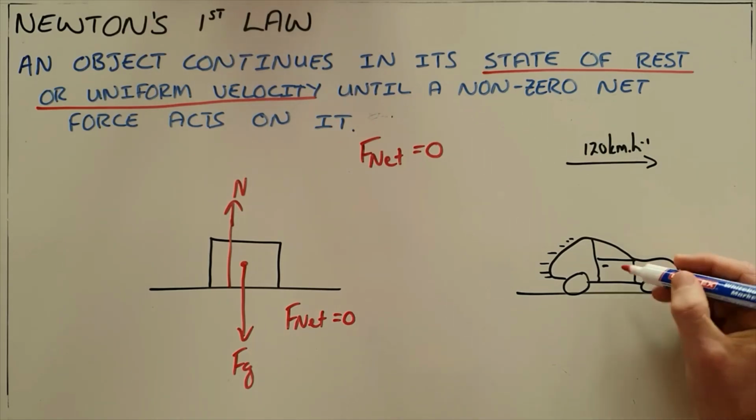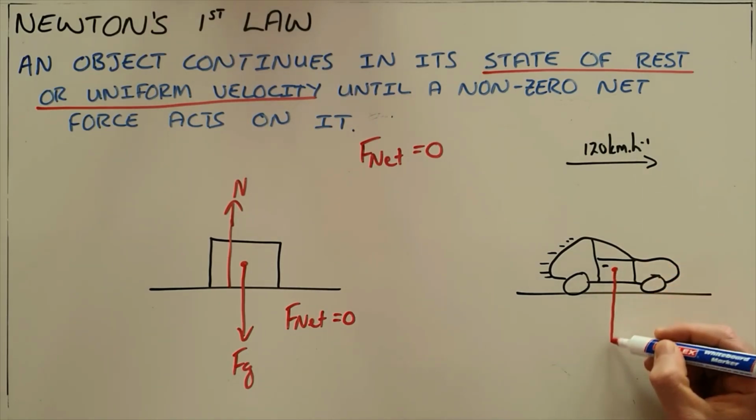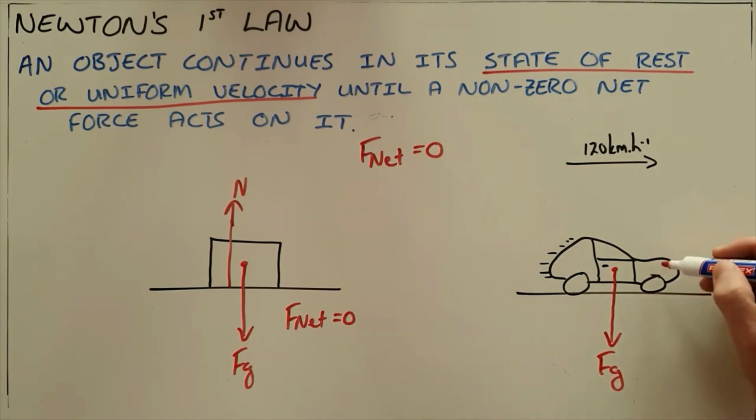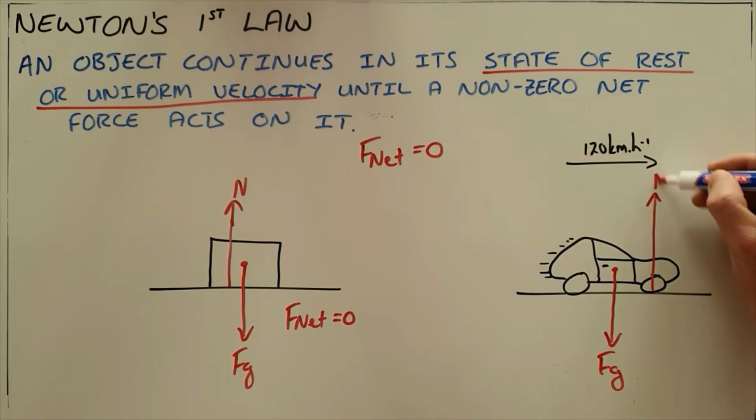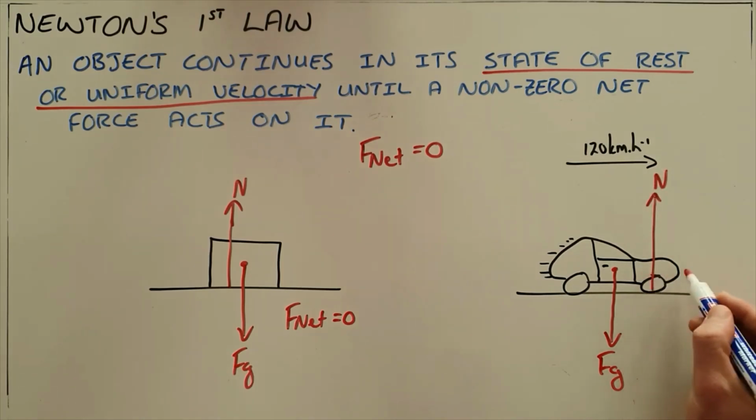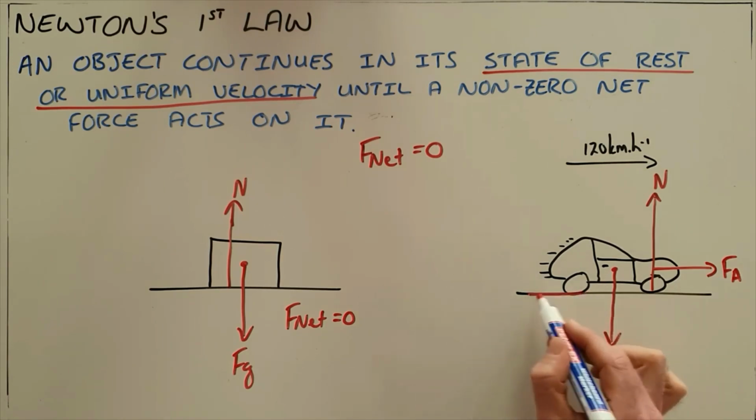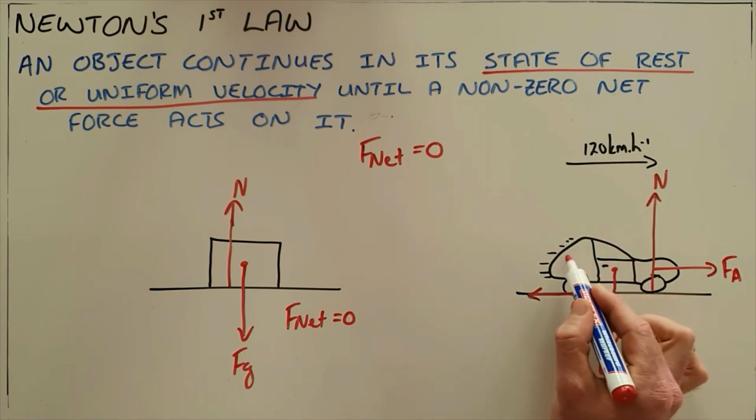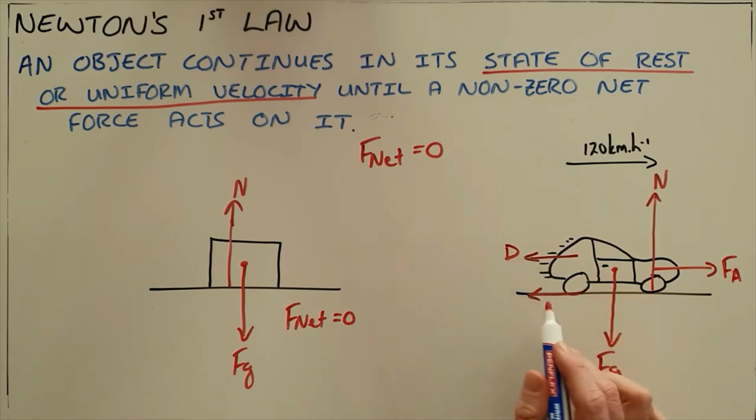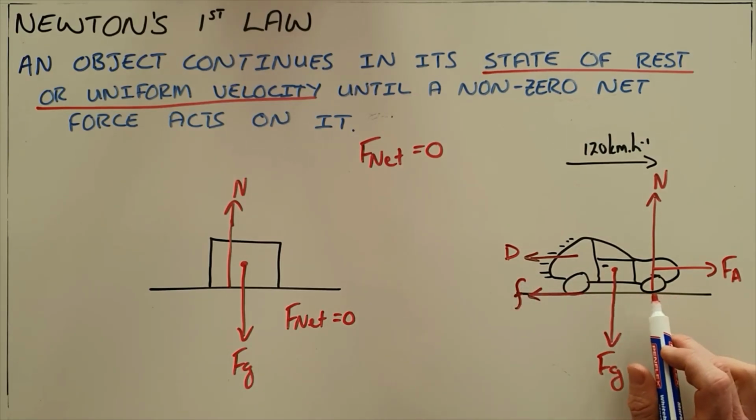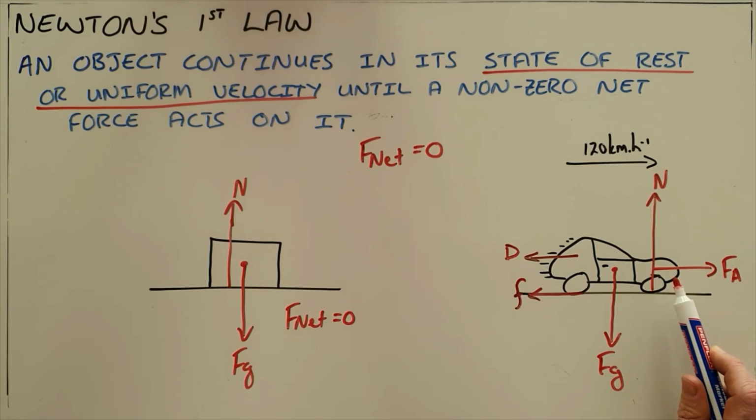So we know that when you're in a car and the car is traveling at a constant velocity of 120 kilometers per hour, there's a force of gravity pulling it downward, and there's a normal force pulling it upward. We know that the engine is applying a force that pushes the car forward, and there's also friction of the tires and a drag force that holds it back, but the force that the engine is applying forward is equal to the frictional force and the drag force that's holding it back, which is why the velocity remains the same.